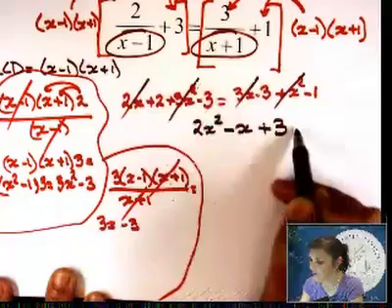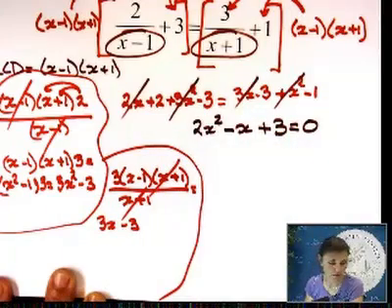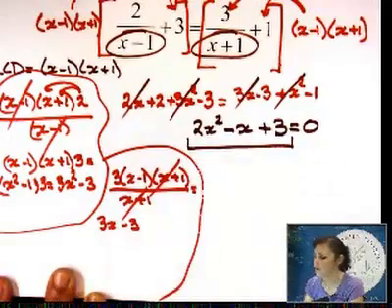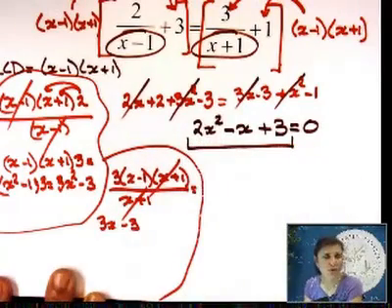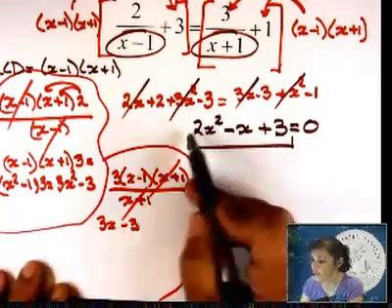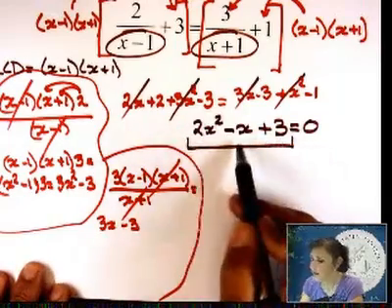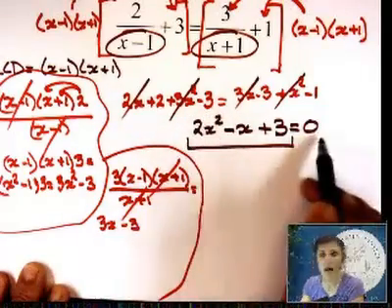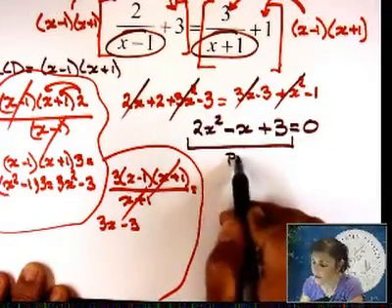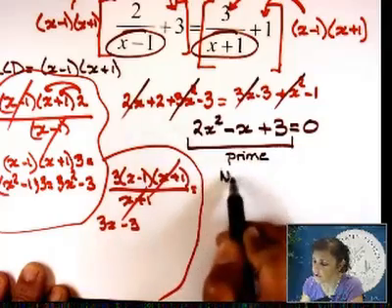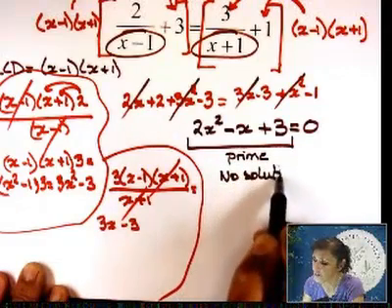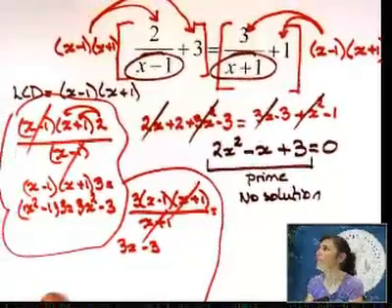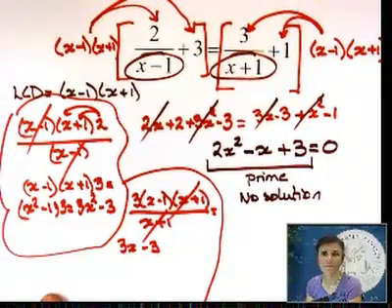I moved everything to the left, and that has to be 0. I'm supposed to solve this, so I try to factor this out. 2x, then 1, 2, 3. I try and try it. I cannot do it. This turns out to be prime. That means I have no solution. But I really tried, and I could not find anything that works out. Here you go.